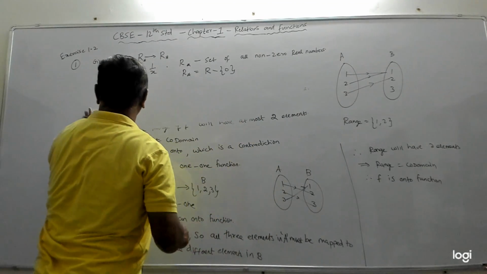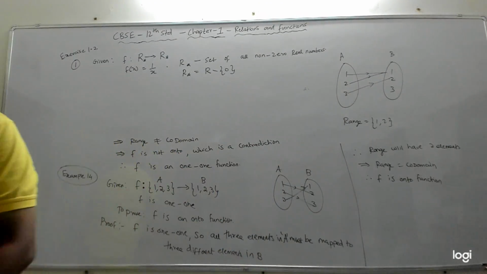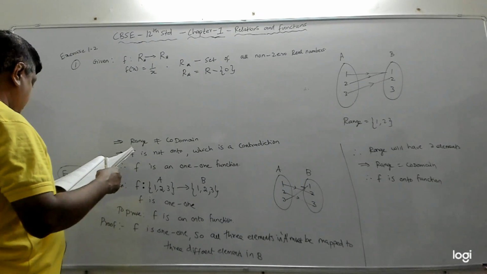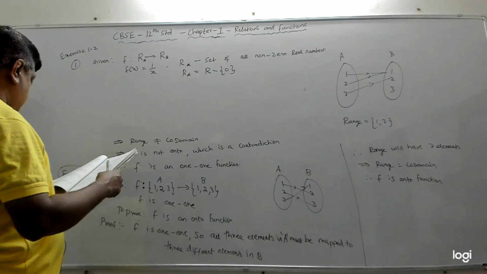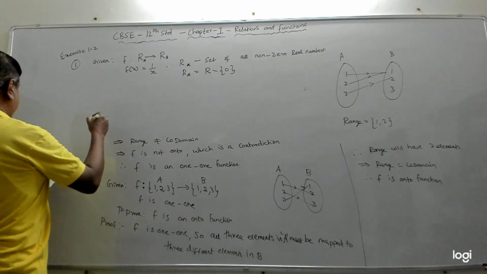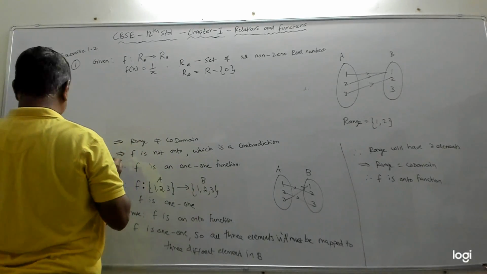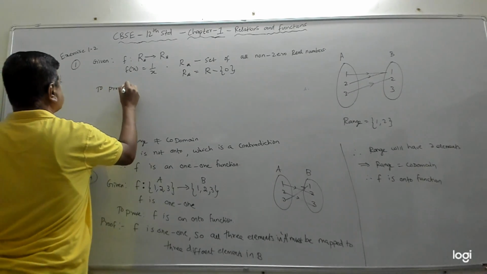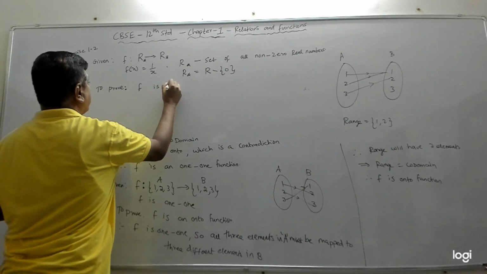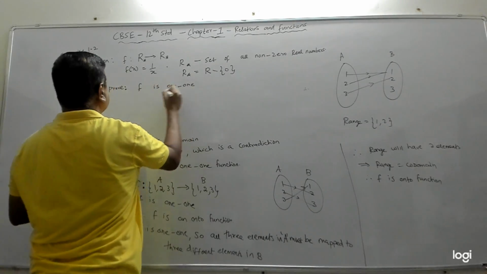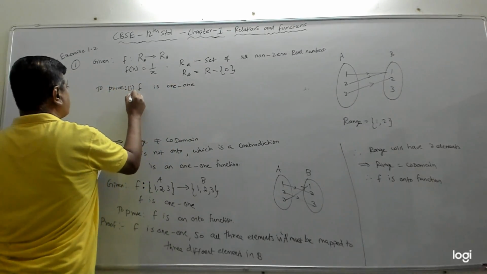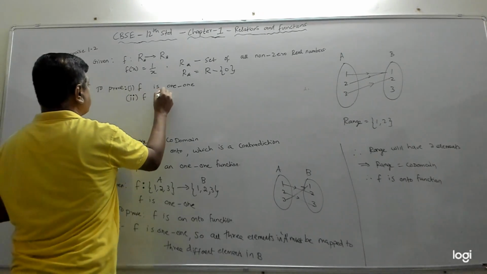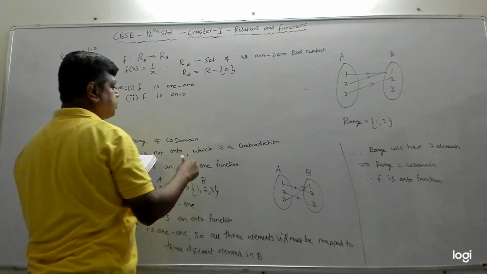And what else is given? We have to show that there are 2 parts to this. We'll do the first part here. The first one is to show that it is 1 to 1 and onto. So what we have to prove: first, f is 1 to 1, and second, f is onto, which means f is an onto function.